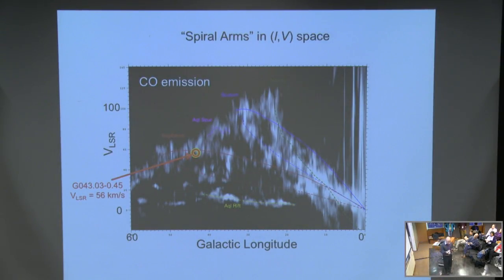Here's a longitude-velocity plot of carbon monoxide emission, galactic longitude versus velocity. You can see spiral structures in this. For example, the red curve here is the Sagittarius spiral arm. So let's say we have a source, G43.03, which has an LSR velocity of 56 kilometers per second. That's where it would be.